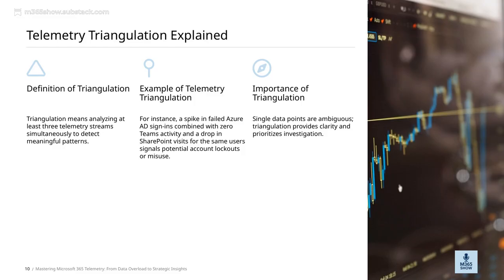Triangulation essentially means analyzing at least 3 different streams at once. This helps us detect meaningful patterns that wouldn't be obvious if we looked at each data point in isolation. It's a powerful way to identify issues early and prioritize investigation effectively. So, in summary, triangulation turns ambiguous data into strategic insights, making our troubleshooting smarter and more targeted.